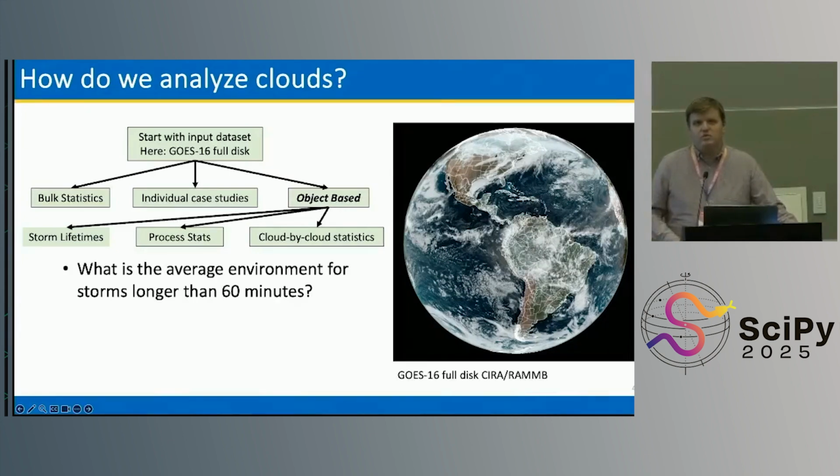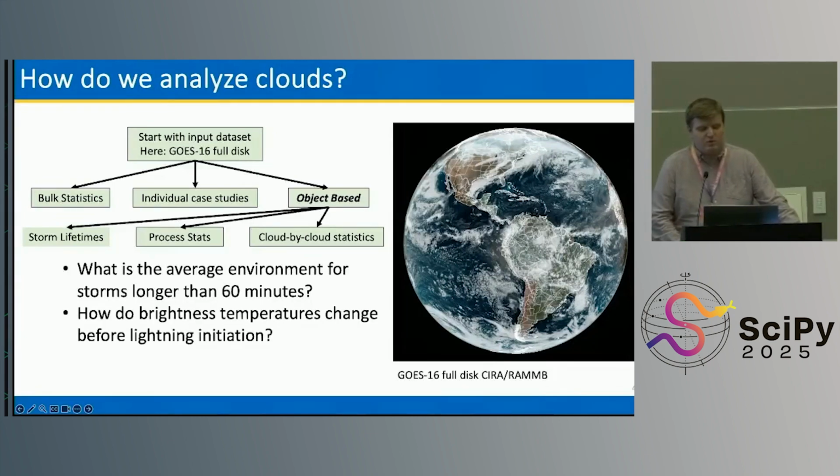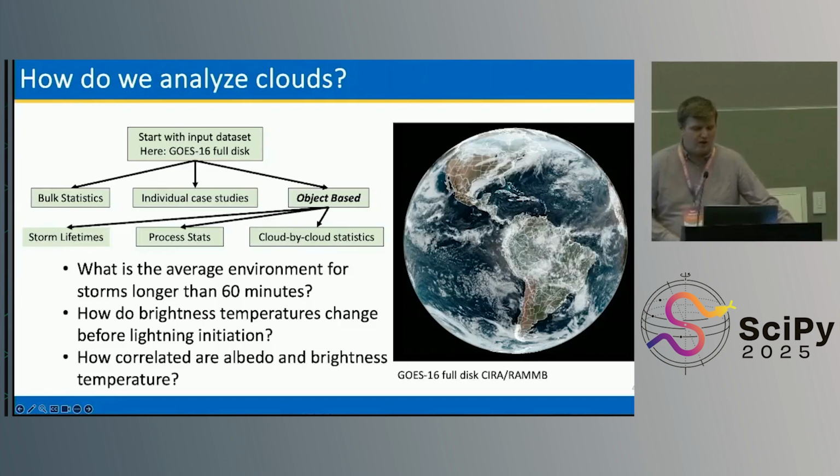This enables us to answer new science questions like what is the average environment for storms that last longer than 60 minutes? How do brightness temperatures change before lightning initiation? Getting to fundamental questions that are really important for if you're out on the lake trying to understand, am I going to get struck by lightning or not? And things like how correlated are albedo, the amount of reflectance we get from the Earth, to things like brightness temperature, which we can measure from satellite.